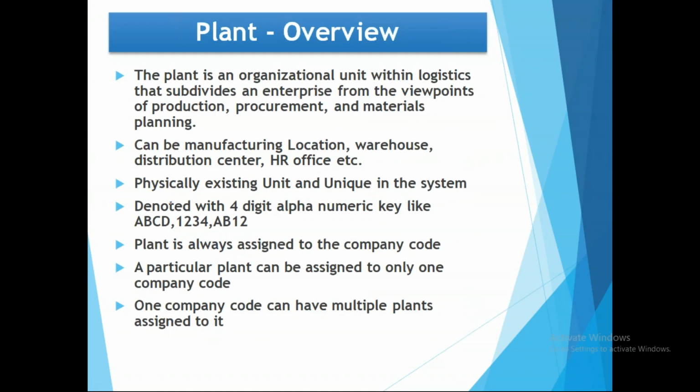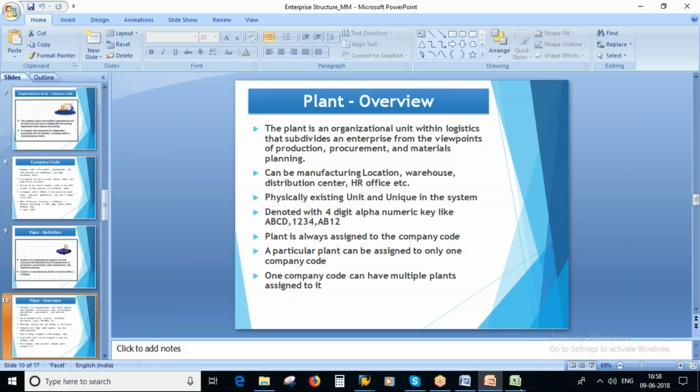A plant can be a manufacturing location. It can be a warehouse, it can be a distribution center, or it can be an HR office. A separate HR office is also called a plant, and a plant will be physically existing. It will be physically existing and it will be unique in the system. I'll explain with a real-time scenario.